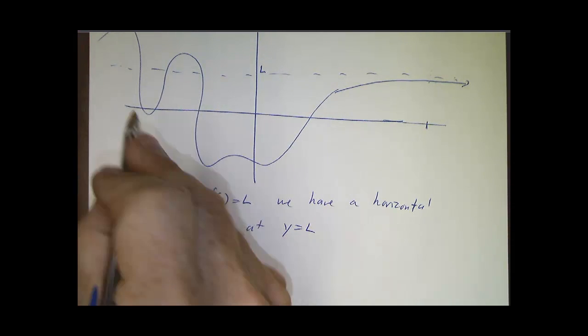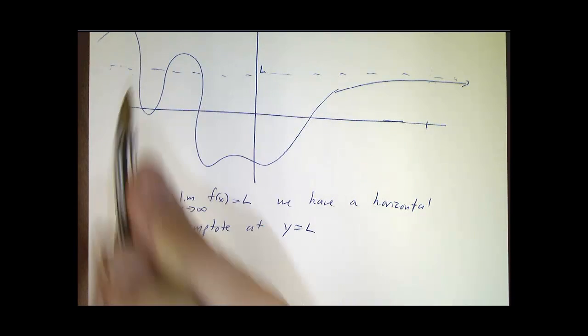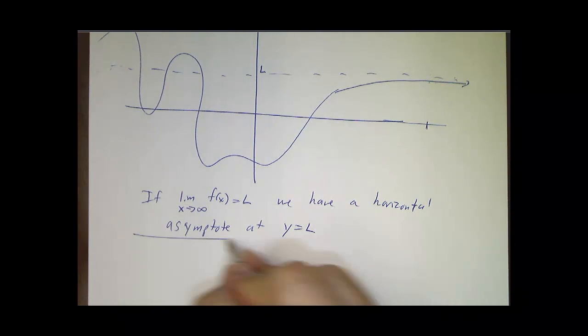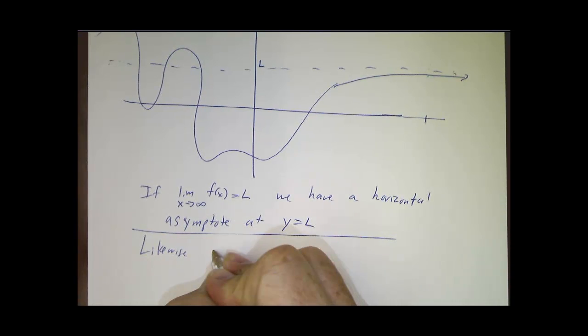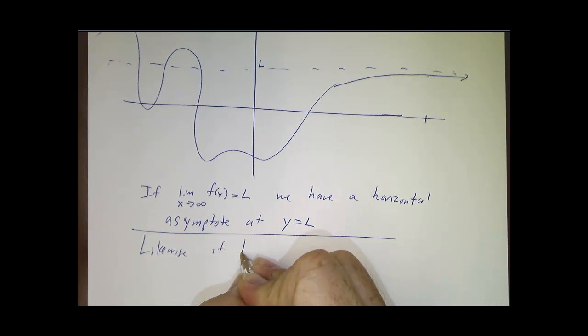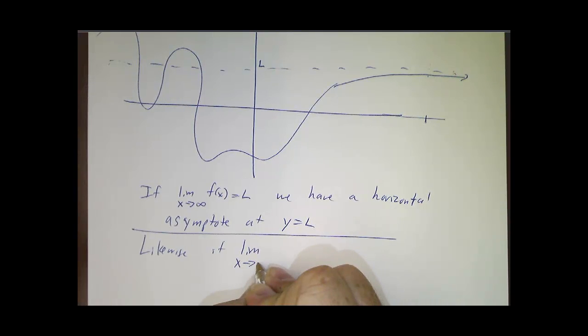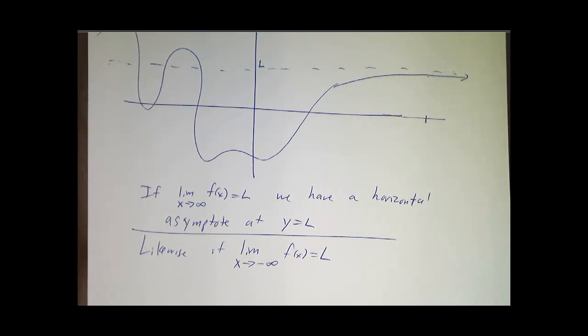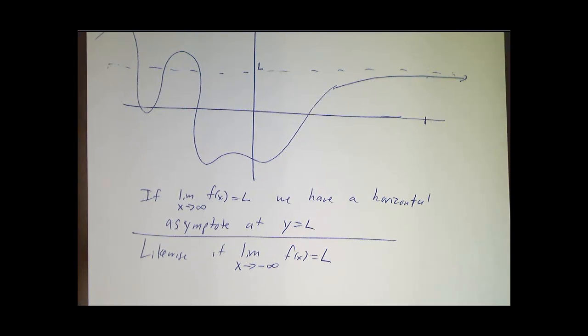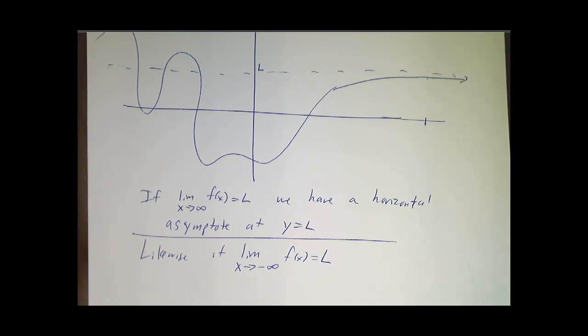Now you could also have an asymptote on the left-hand side. That's what happens if the limit as x goes to minus infinity is a particular number. Okay. So let's look at an example of a function. We'll start with a trig function that has a limit as you go to infinity and a limit as you go to minus infinity.